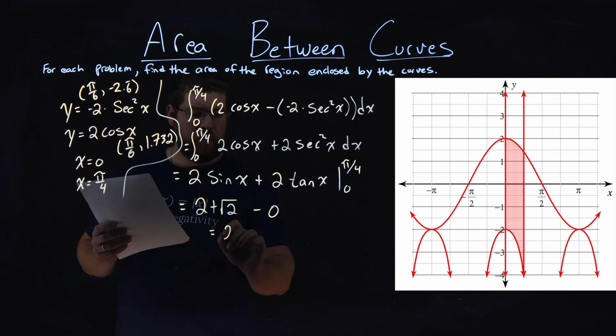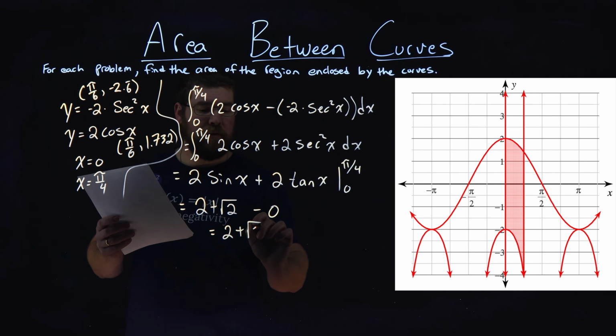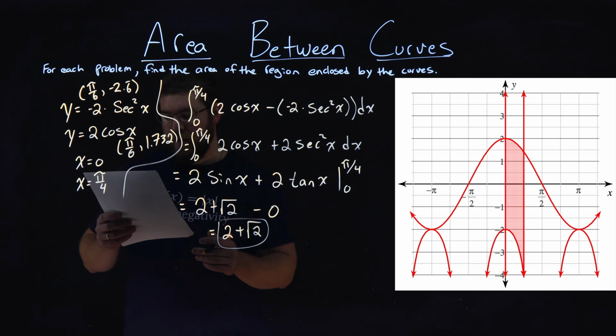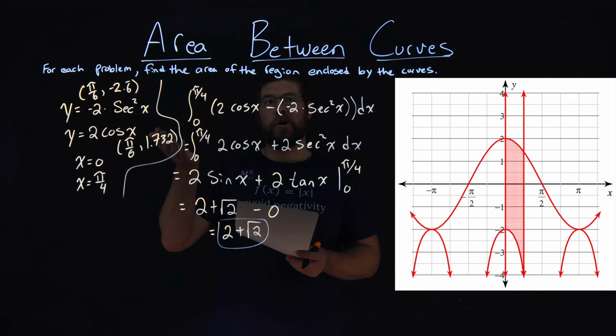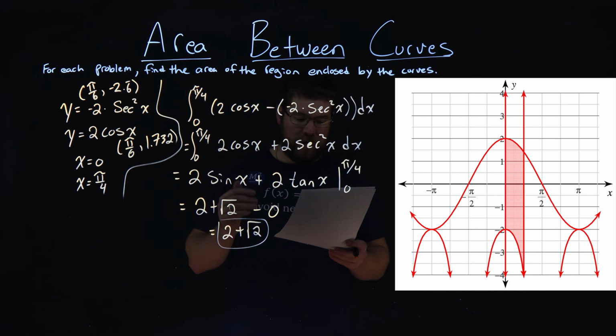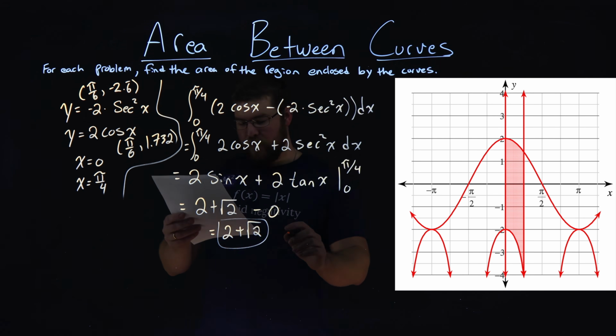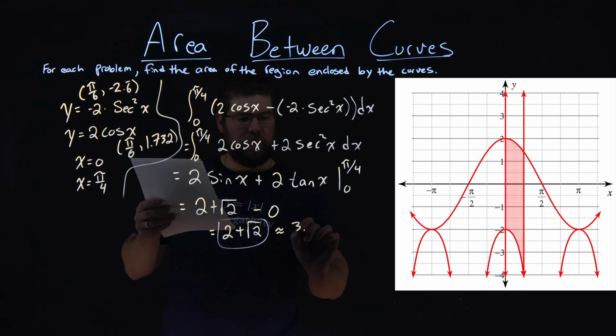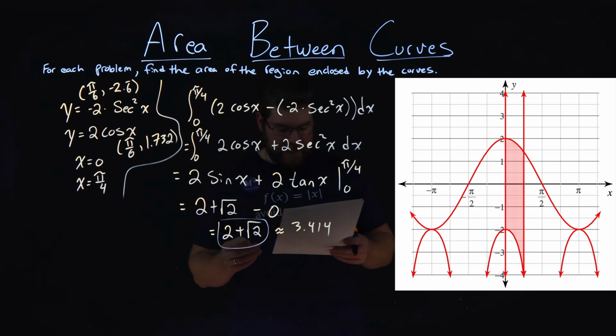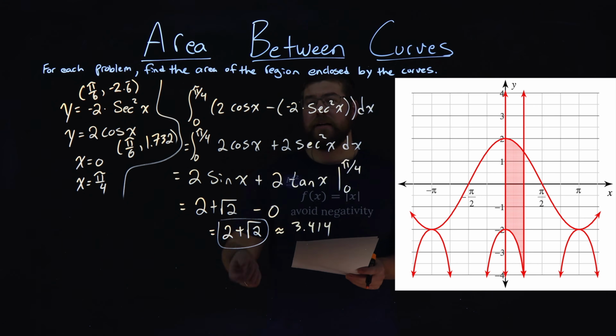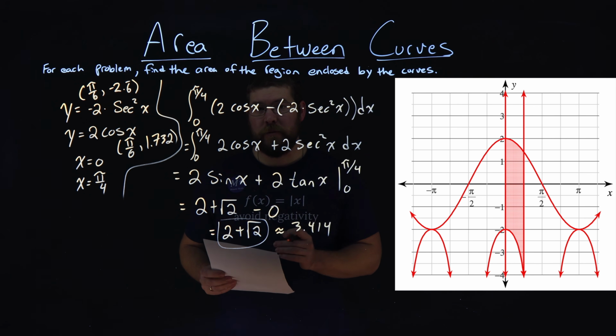And so now, at the end, our final answer, 2 plus square root of 2, is the area between the curves, the region enclosed right there. So again, final answer in square root form. The approximate is 3.414 if you want the decimal. But either way, our final answer is 2 plus square root of 2.